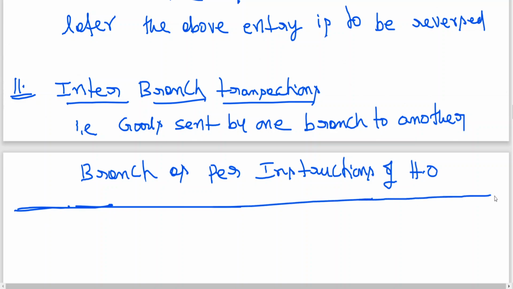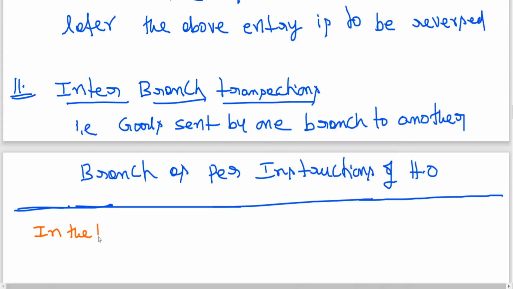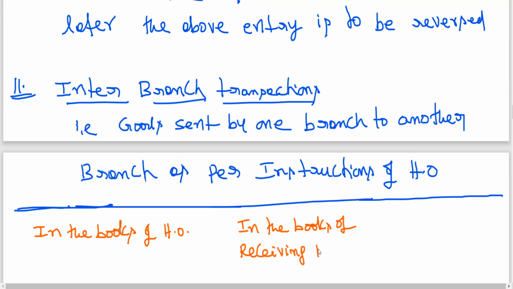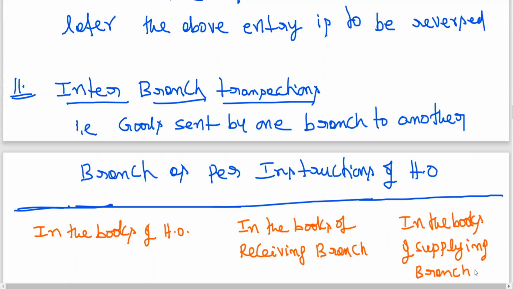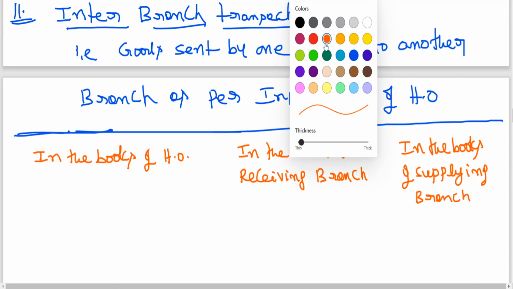But in these transactions, three parties are involved. I'll be writing the books of head office, the books of receiving branch, and the books of supplying branch. Let us see this.